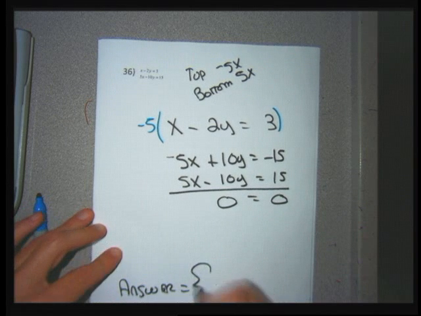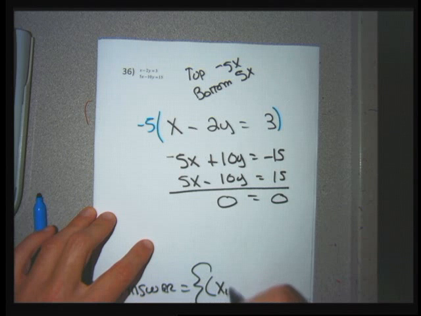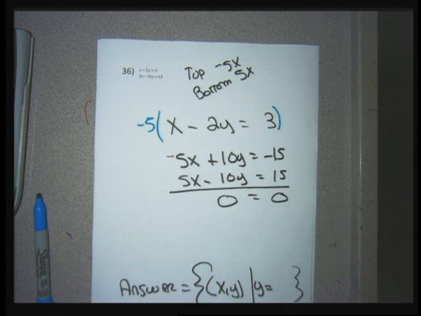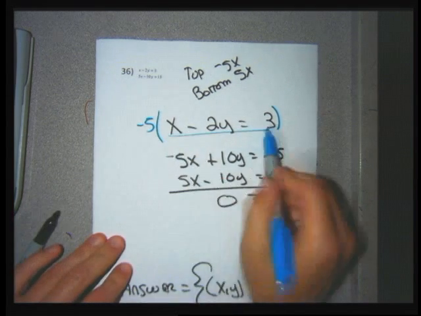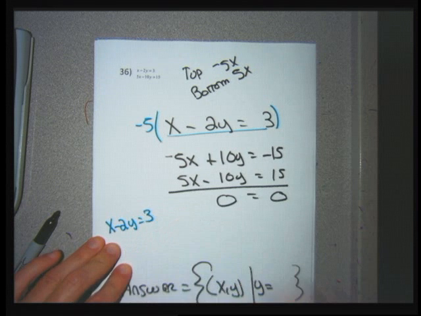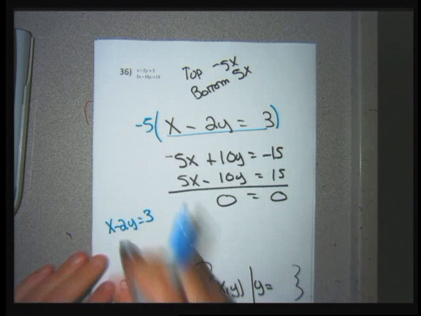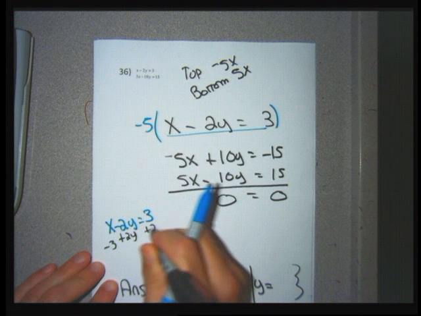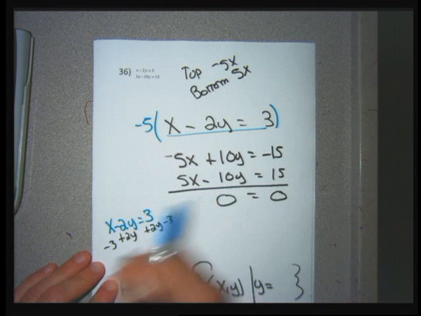needs to be written in the form: the set of all xy such that, and to the right of that vertical line, I need to take one of the equations and solve for y. Unfortunately, there's not a real nice one to do. I'm just going to take this equation, x minus 2y equals 3, and solve it for y. I'm going to add 2y and subtract 3 from both sides to get my y positive.